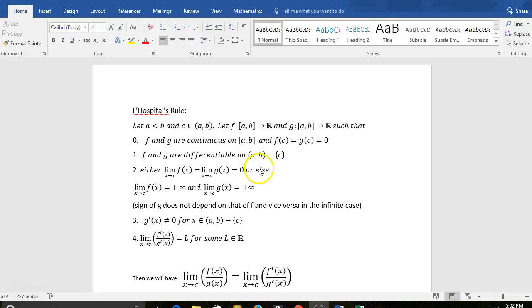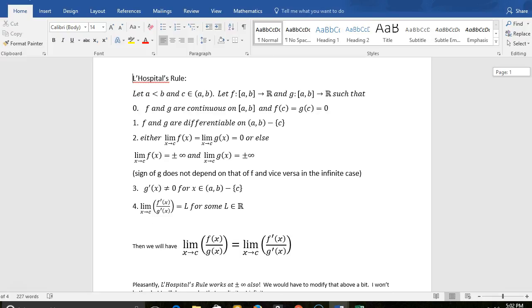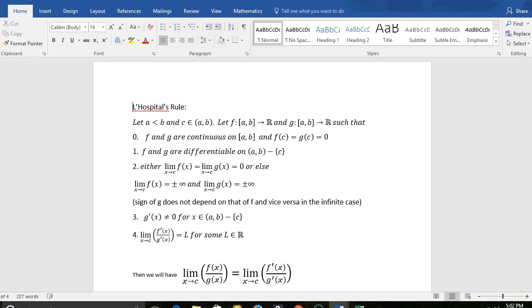The moral of the story is that two functions have to obey a fairly stringent set of conditions for L'Hopital to apply. But usually in ordinary calculus, we deal with nice functions anyway, and when somebody asks us to do L'Hopital's rule, all this stuff is going to be good anyway.